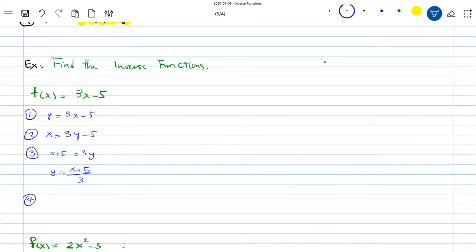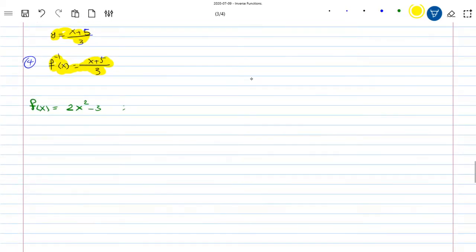Step 4, replace that y with f inverse. Call it f inverse: x plus 5 divided by 3. That's it. There's nothing complicated about it. As long as you can follow these steps, you can always figure out the function inverse. The only important thing is that you need to be careful that the original function you start with is one-to-one. That means it has an inverse. Otherwise, you might have difficulty solving for y at this stage.